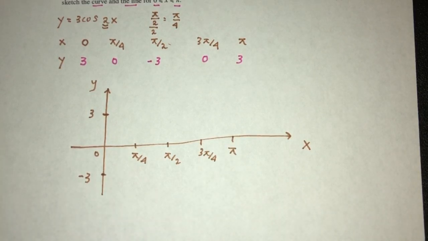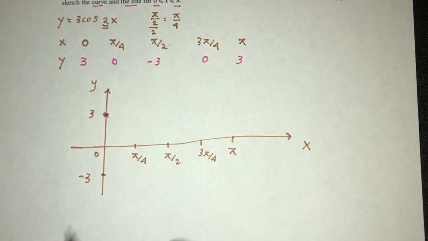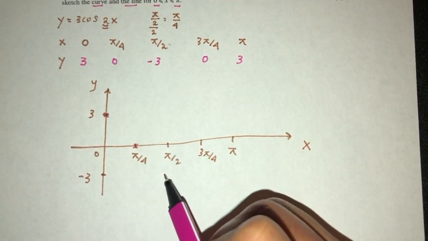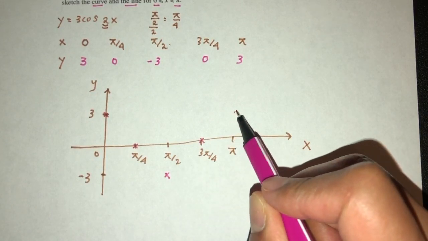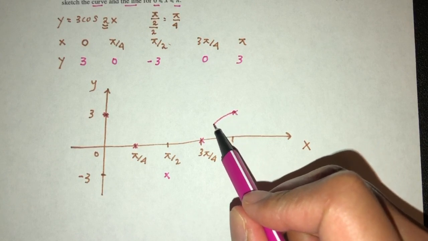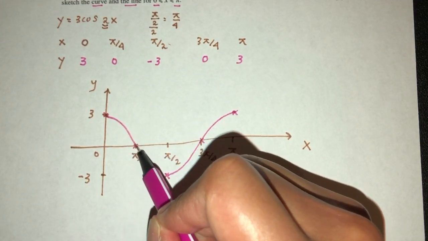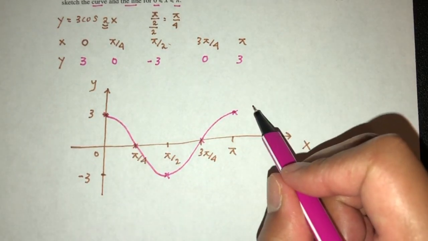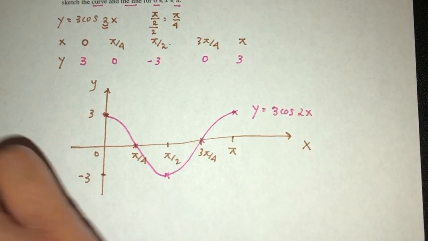Again, you'll be using a ruler and a pencil, and try your best to join those points with a smooth line. First point is 0, 3, should be here, and this will be 0 here, and here we have this point, here we have this point, and here we have this point. So your graph will look something like this, right? Okay, so here you go. This is y equal to 3 cos 2x.